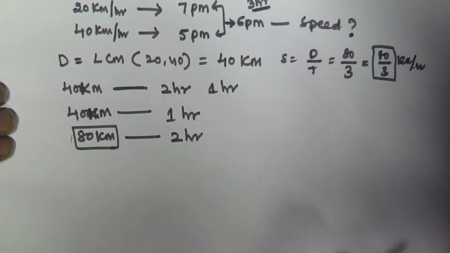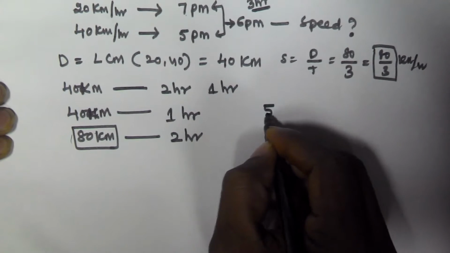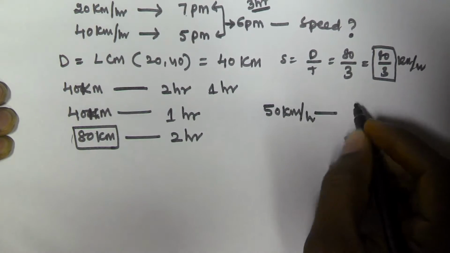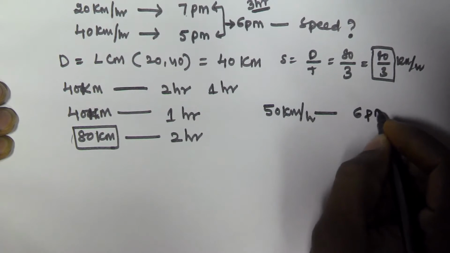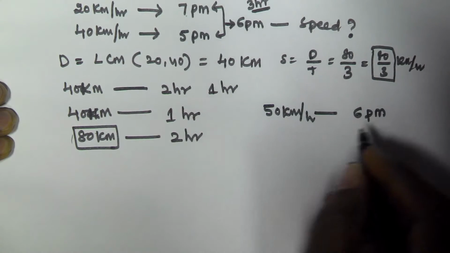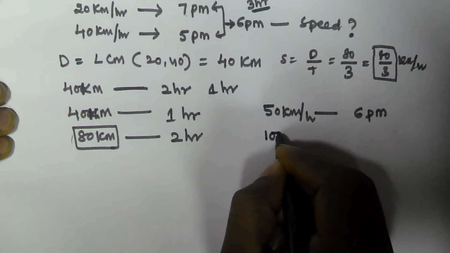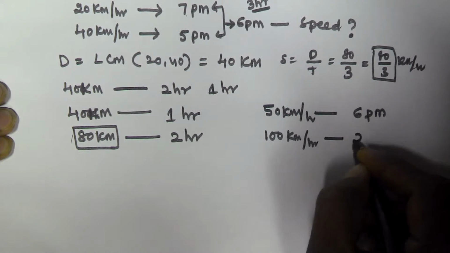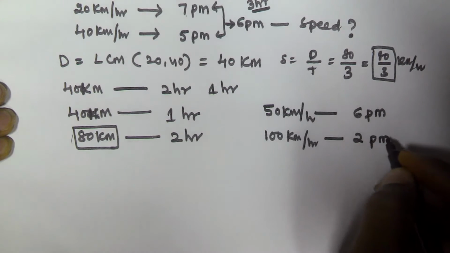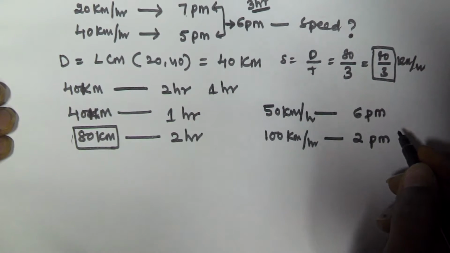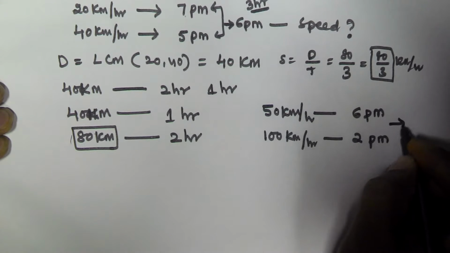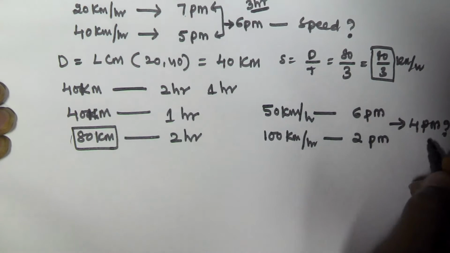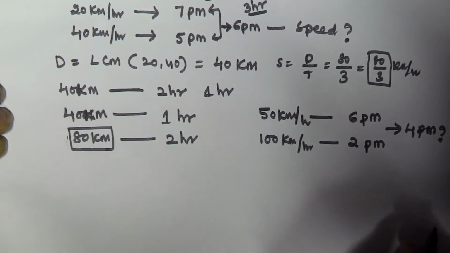Let's see another example. The person traveled with 50 kilometers per hour from his home to office and reached at 6 p.m. And the next day he traveled with 100 kilometers per hour and reached office at 2 p.m. So to reach office at 4 p.m., what should be his speed?